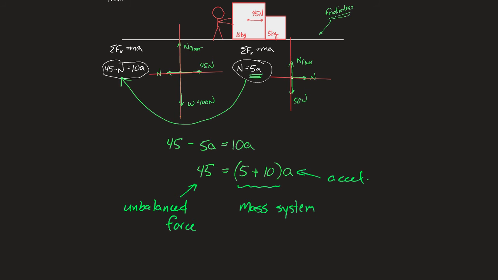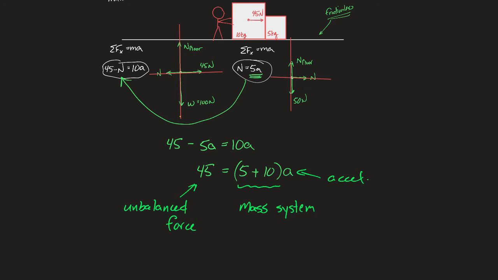When you're done and you've got your final relationship, you should see all the masses being added up. If you've done this right, you'll see all the masses being added up. If you've done this wrong, you won't. This is how you know you've done the multi-body problem right. You'll see the sum of the masses in there.